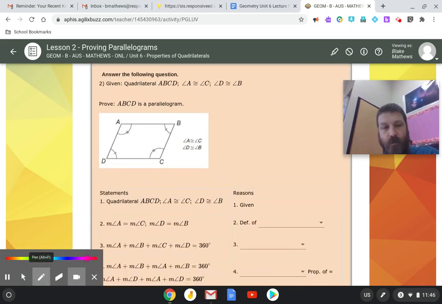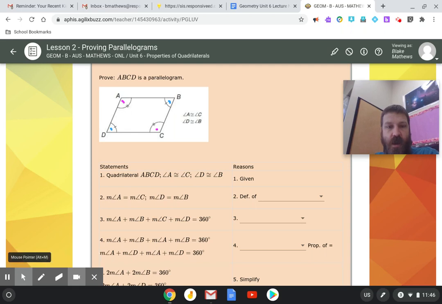Similar idea. We have a theorem, or a given, of quadrilateral ABCD. That's the quadrilateral you see in this image. A and C are congruent. That's these two angles. D and B are congruent. That's these two angles. And so we have to prove that it's a parallelogram. So slightly different. We're starting with the angles now.